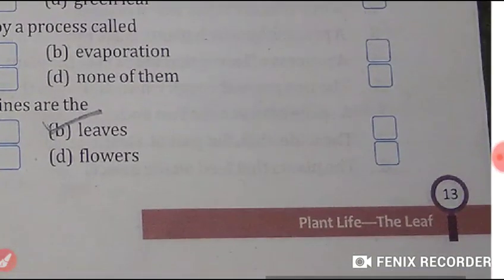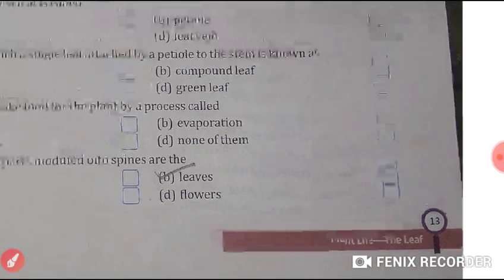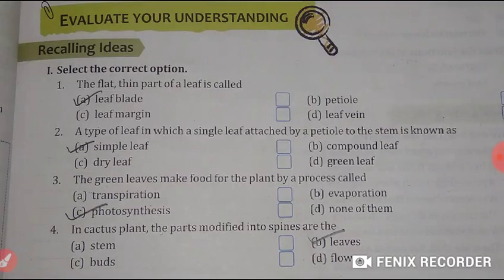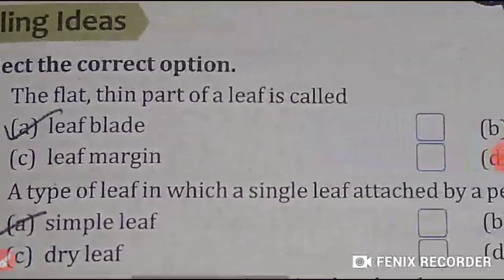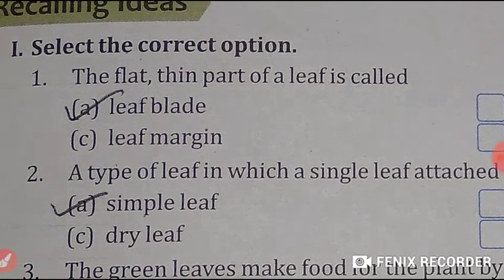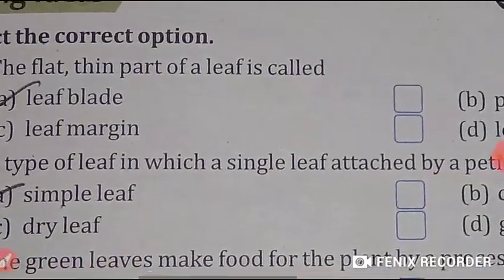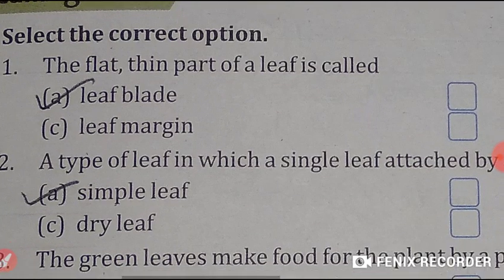Now students, you have to come on page number 13. Are you looking here? Okay. Now we will continue our exercise, recalling ideas. Select the correct option. Your options are given here and you have to click on the correct options. First, a flat thin part of a leaf is called what? Leaf blade, leaf margin, petiole or leaf vein? Answer is leaf blade.